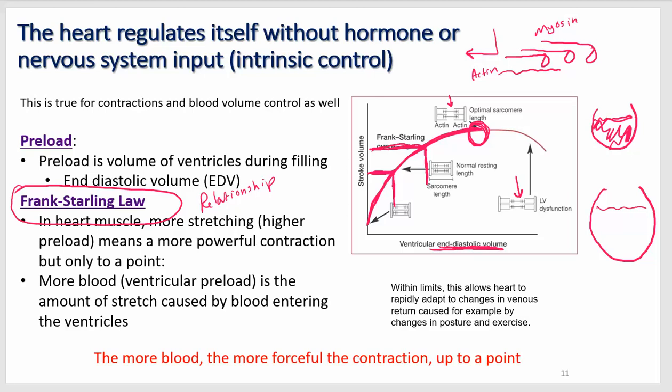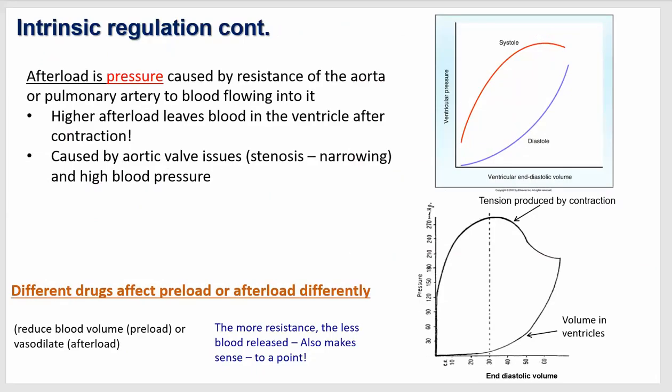Let's see the way that it's written here. In heart muscle, more stretching, a higher preload, means a more powerful contraction. That's our ideal right there, but only to that point, because over here it starts to fall off. That's not good. Ventricular preload is the amount of stretch caused by blood entering the ventricles. So the more blood, the more powerful the contraction, but only up to a point. That's our preload.